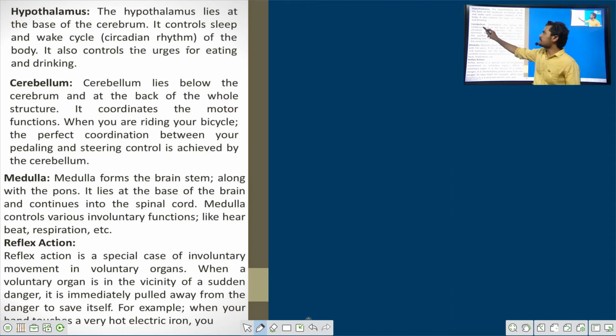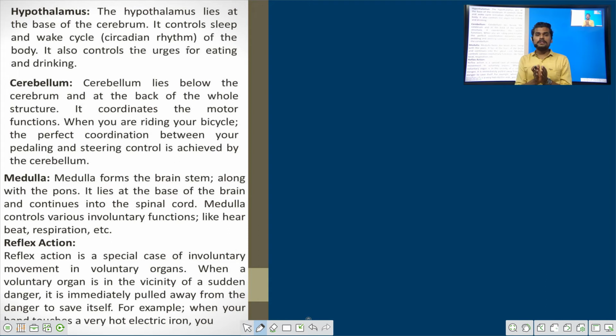Moving on to the cerebellum. The cerebellum lies below the cerebrum. So the cerebrum is above, and below it is the cerebellum. The cerebellum lies below the cerebrum and at the back of the whole structure. It is the smaller, backward part of the brain. It coordinates motor function. When you are riding your bicycle, the perfect coordination between your pedaling and steering control is achieved by the cerebellum.